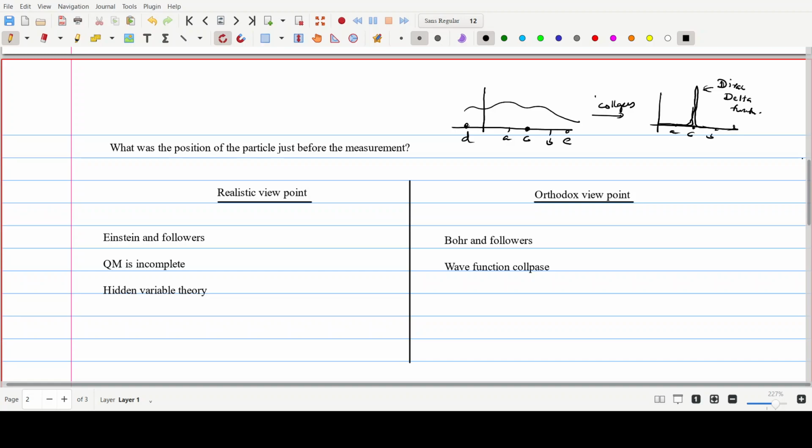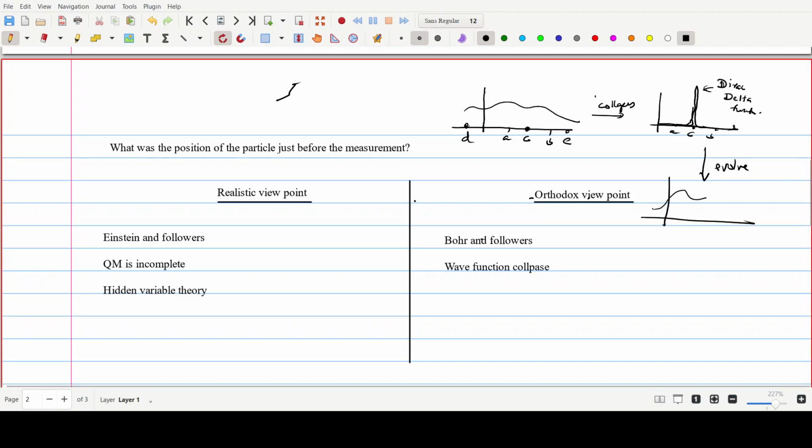Okay, now what happens after that? After the measurement, this Dirac delta function will again evolve with time according to the Schrodinger equation. So after the collapse, the wave function of the particle will again evolve, and it might be taking some other shape. If we again measure, it might be taking some other position, maybe some position T, and it will take a peak around this point.